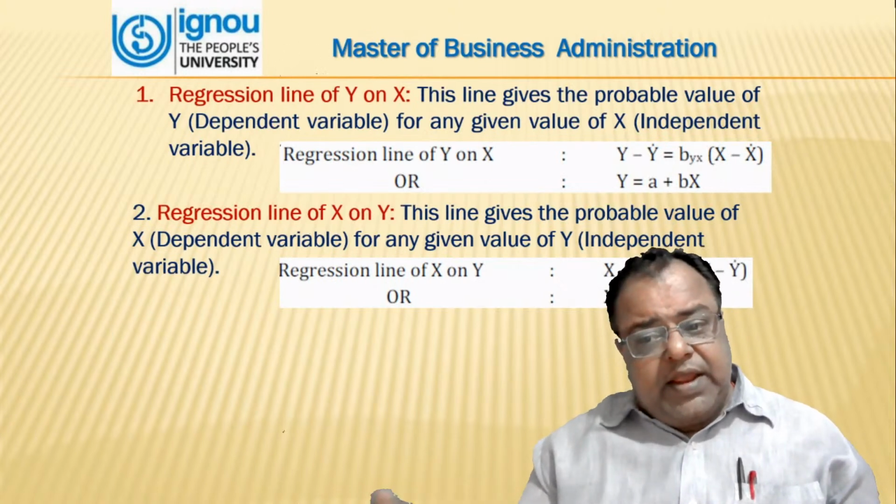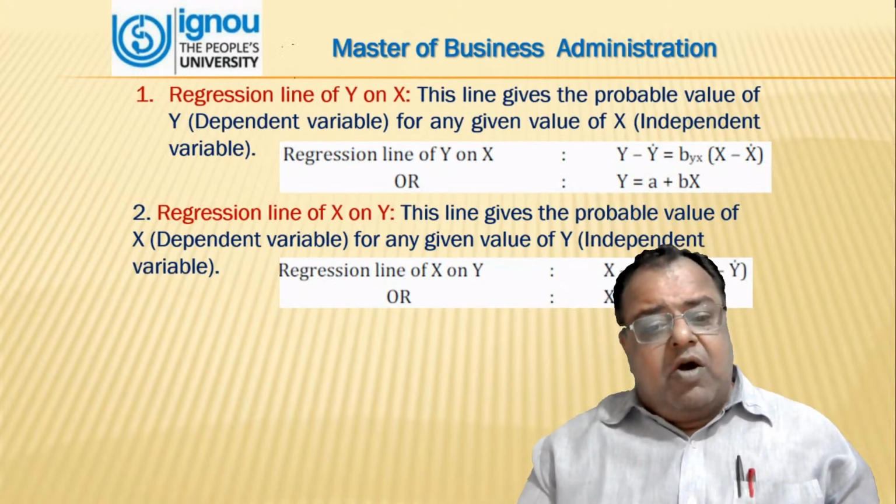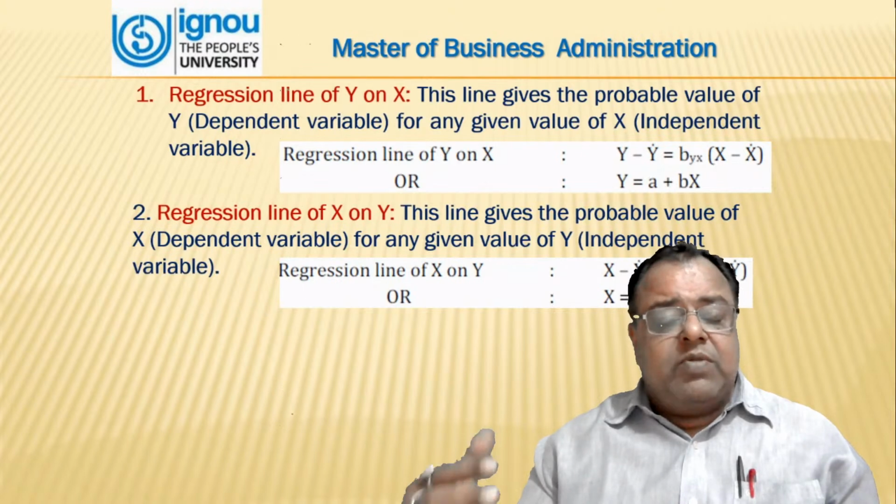The regression line of x on y is x is equal to a plus by.